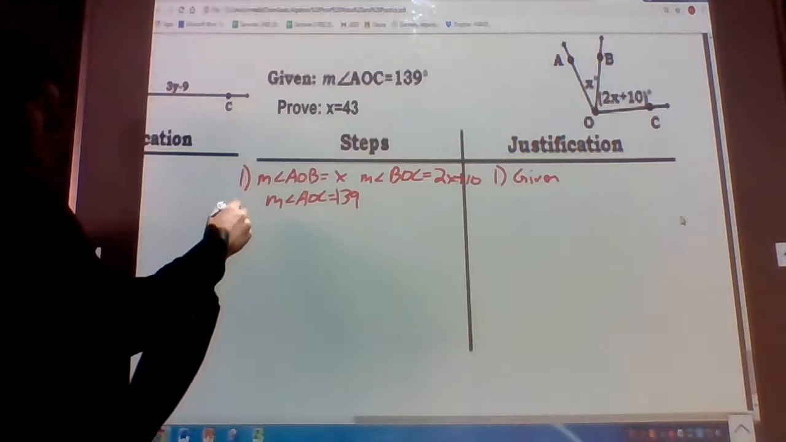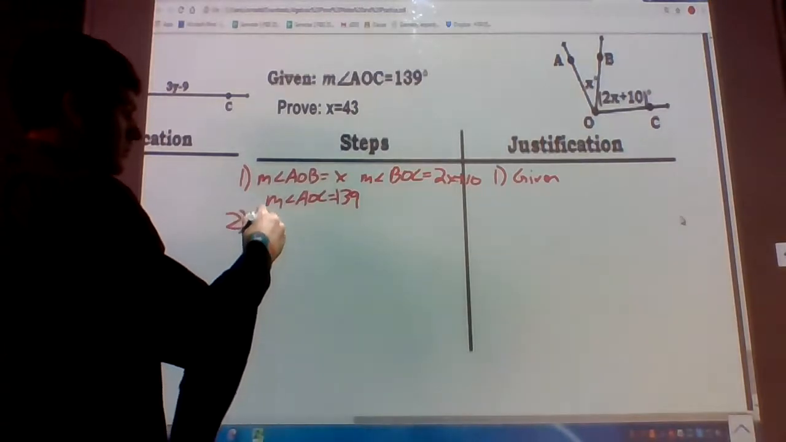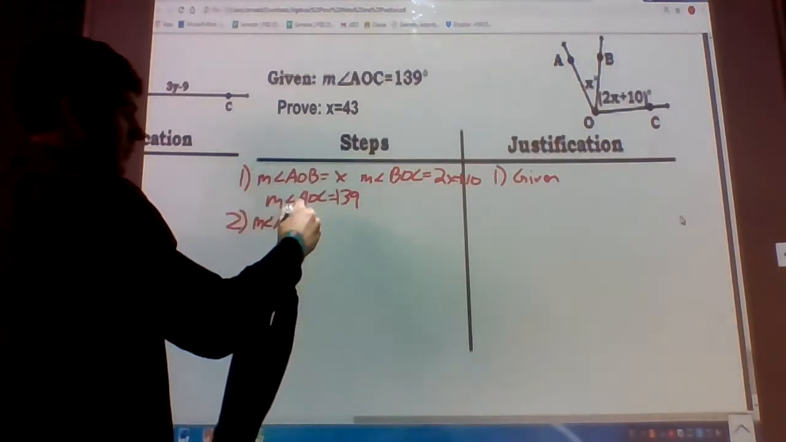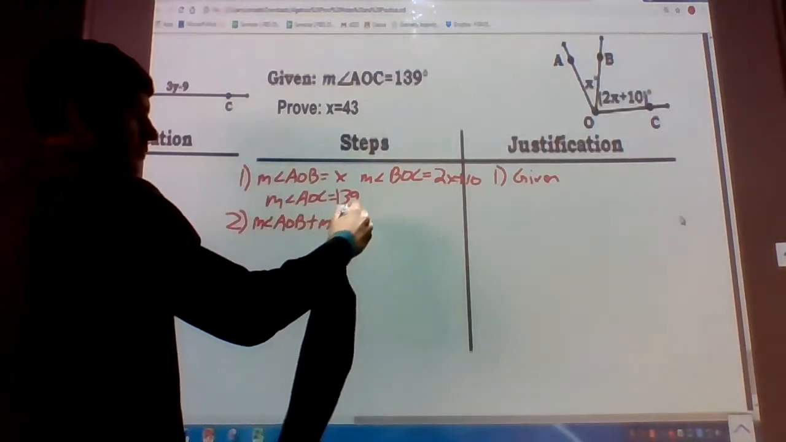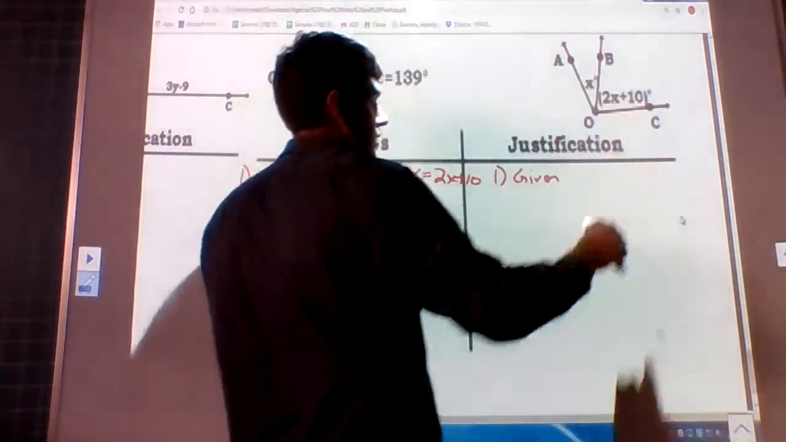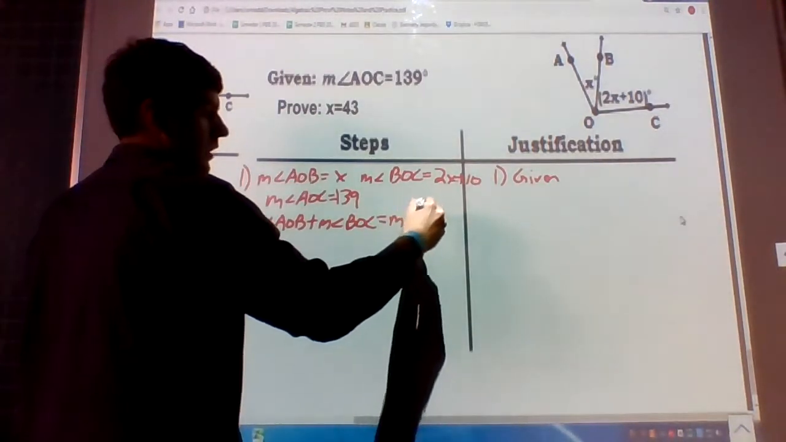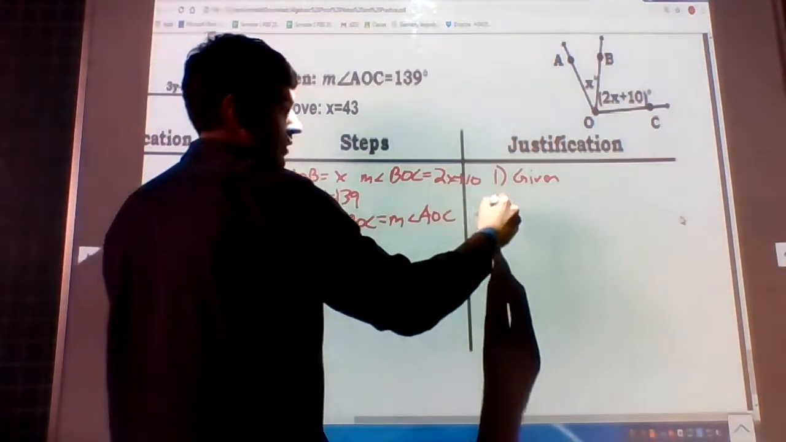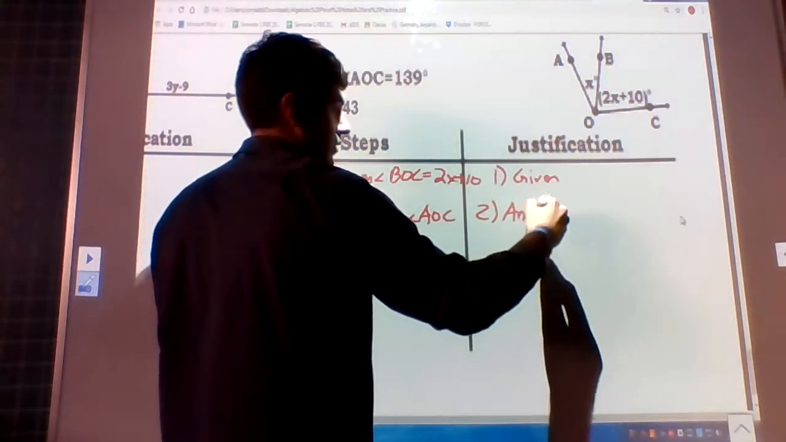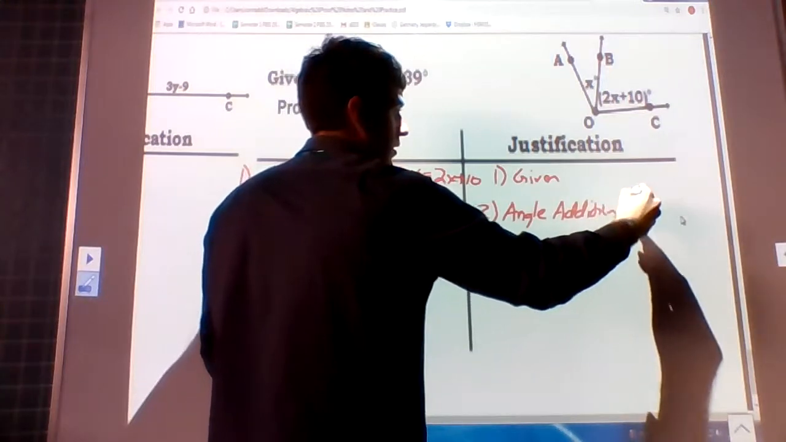Okay, we need an equation here to solve for x. So we're going to get that equation by using the angle addition postulate. The angle addition postulate is going to tell us the measure of angle AOB plus the measure of angle BOC. Right, the two small angles, AOB and BOC, we're going to add together to get the measure of angle AOC, which is the big one. So that is our angle addition postulate.